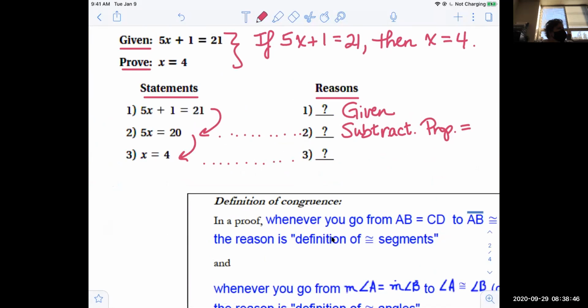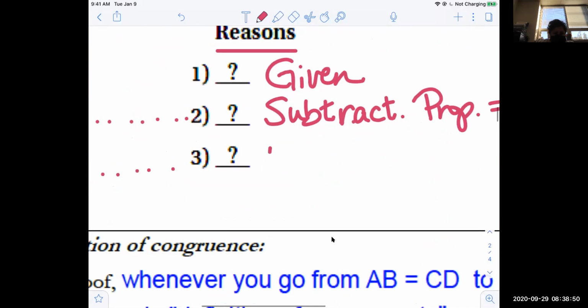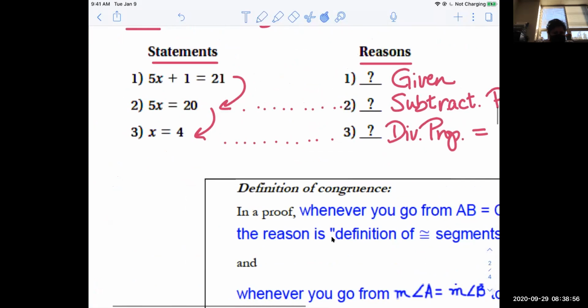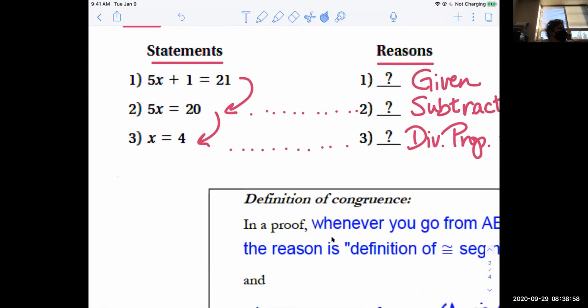All right, and then from here to here, that's what we're writing as a reason for number 3. So, division. What are you dividing by? Could you have called that multiplication? So you could call it multiplication by what? 1/5. So most people probably look at that and say just divide both sides by 5.